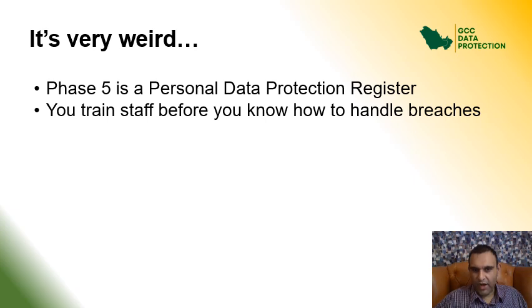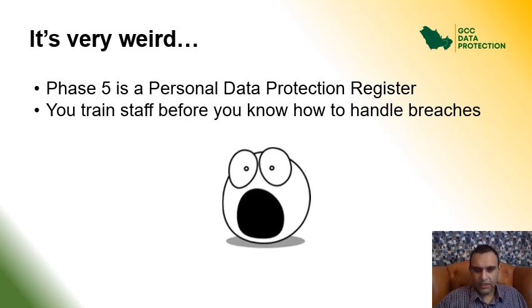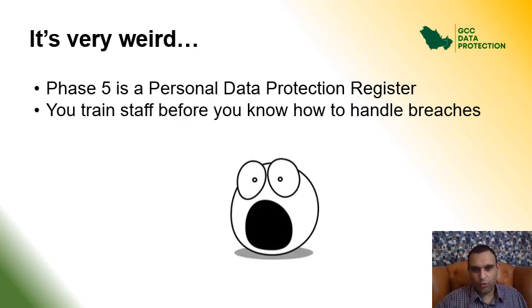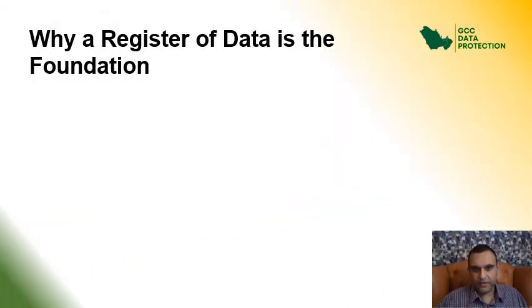There are other peculiarities about the order in which this is being rolled out. For example, you train your staff before you know how to handle breaches. It's not entirely clear what you would be training them on, except that you probably need a suite of policies and procedures to train them on what is data protection, and then how to get the best out of the guidance and the training that you're making available so that they can actually act. So that seems like a very strange order in which to do things.